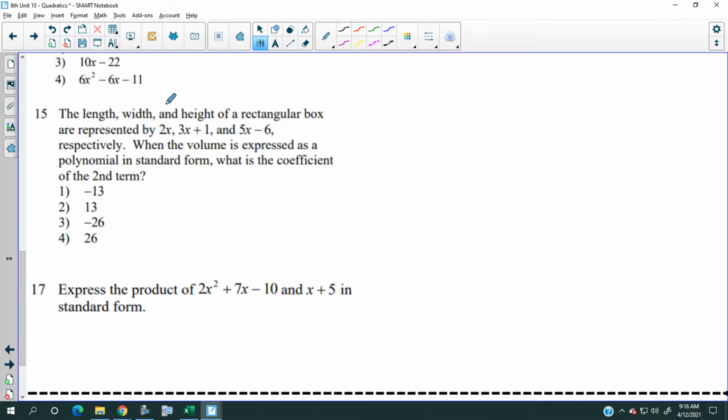Yeah, you know what? Let's try this one. I like this one. All right, so let's try 15. We got a rectangular box. I'm gonna draw it, okay? So remember, anytime you do questions involving a shape, try to draw the shape to the best of your abilities, and then label it like I'm doing right now.